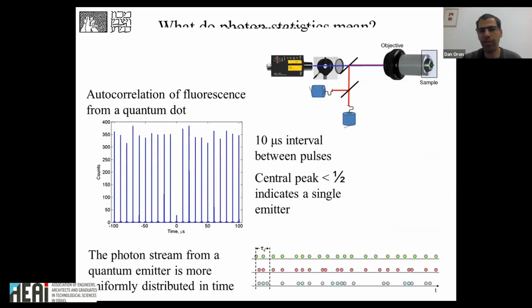And measuring this is very, very easy. We usually do this in a pulsed manner. So you excite your quantum system with pulses, and then you measure correlations. And at 0 delay, you have a dip in correlations. And now the photon stream from a quantum emitter is more uniformly distributed in time. If you consider how many photons arrived in a unit time, you will see that the noise around the mean number of photons is less than shot noise limited. And this is why it's really inherently a quantum effect, because you're beating shot noise.